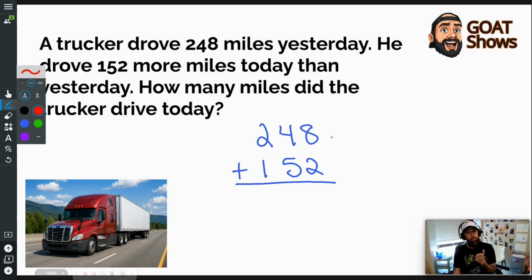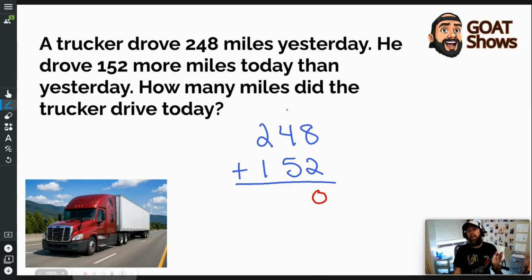Okay, start all the way to the right. 8 plus 2 is 10. So I'm going to write out 0 and carry over the 1. 1 plus 4 is 5. 5 plus 5 is 10. So you write out your 0, carry over the 1. 1 plus 2 is 3. 3 plus 1 is 4. And you get 400. Now, what are we trying to find out? How many miles he drove today. So he drove 400 miles.